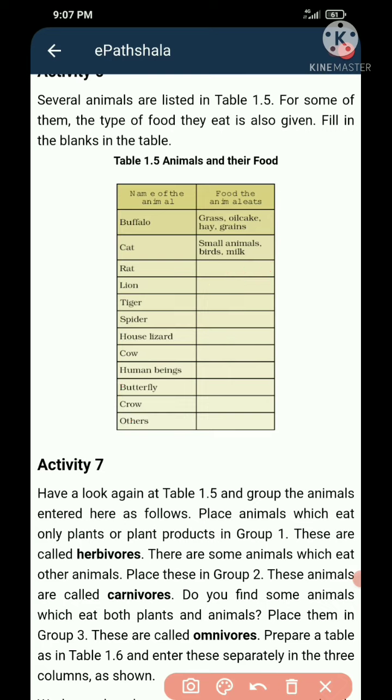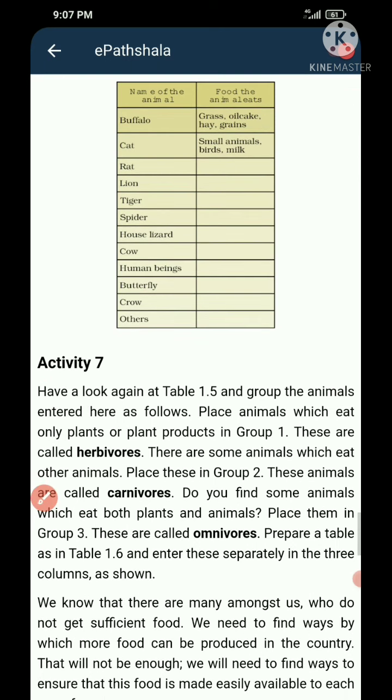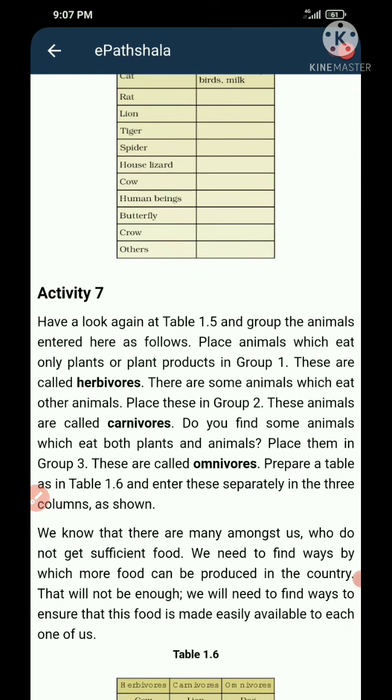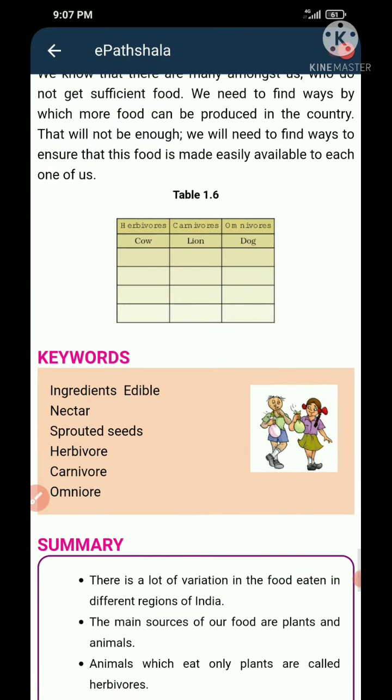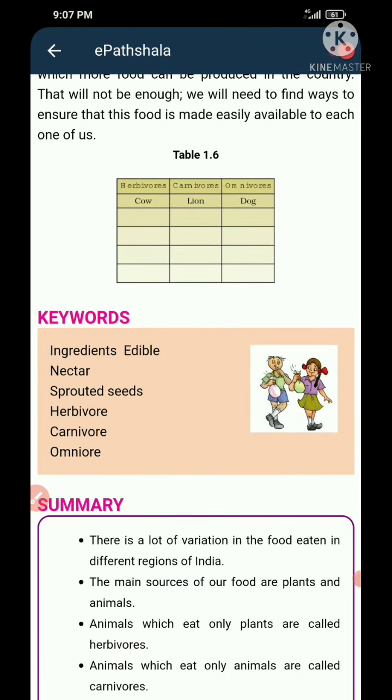Okay students, so by eating habits you can define animals in three categories: herbivorous, carnivorous and omnivorous. You can also perform an activity by writing down 10 animal names for each in your copy. Okay students, these are the keywords which come in this chapter. So this is your whole chapter. Let's understand these keywords also.